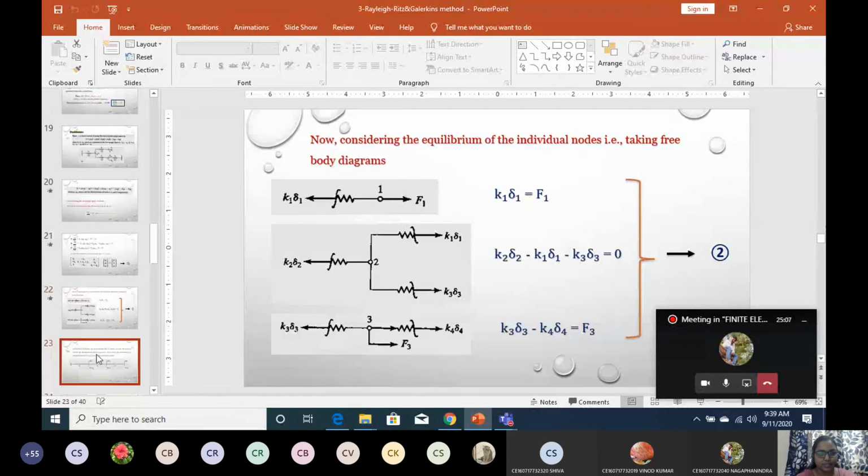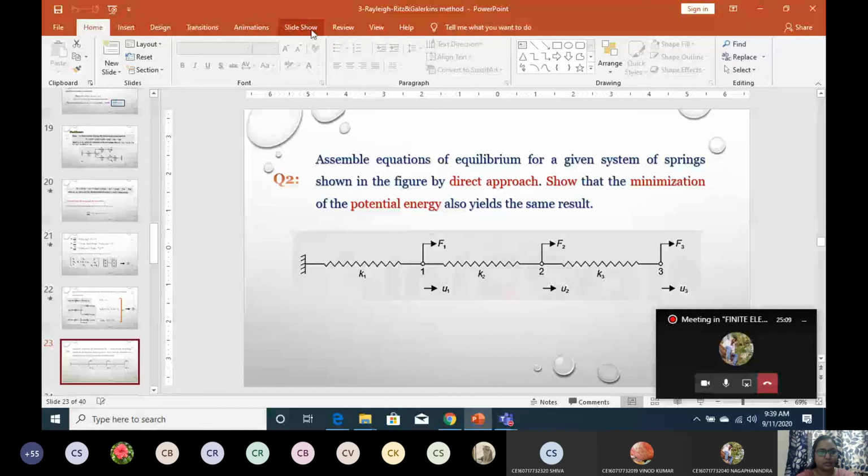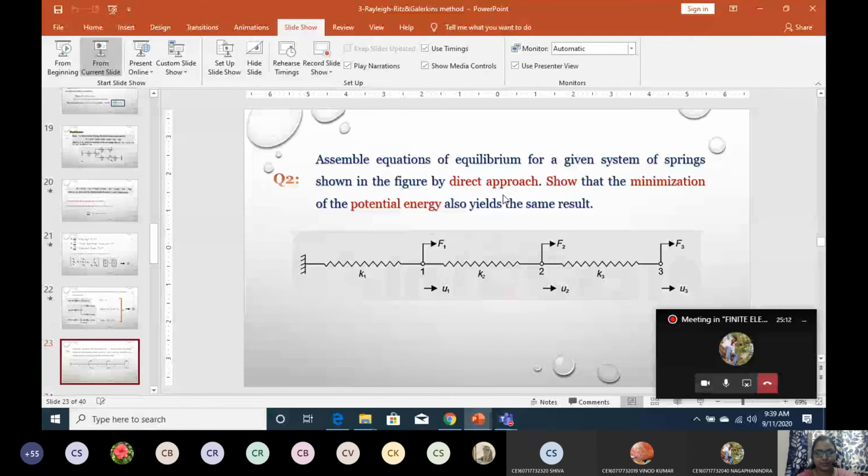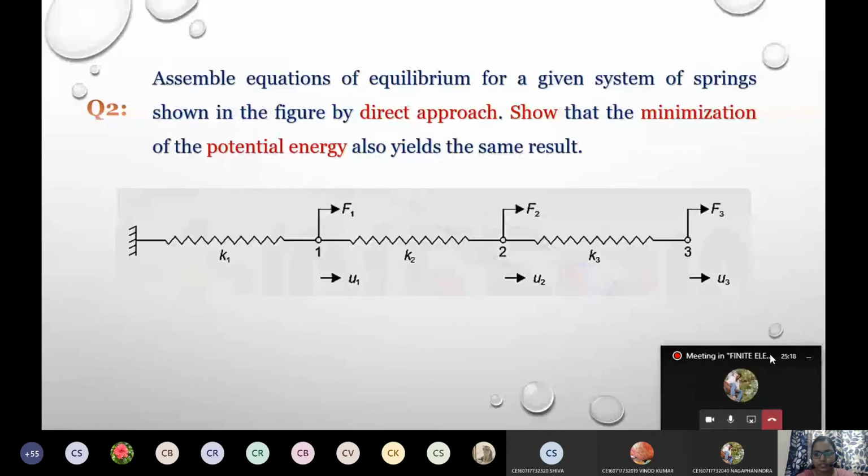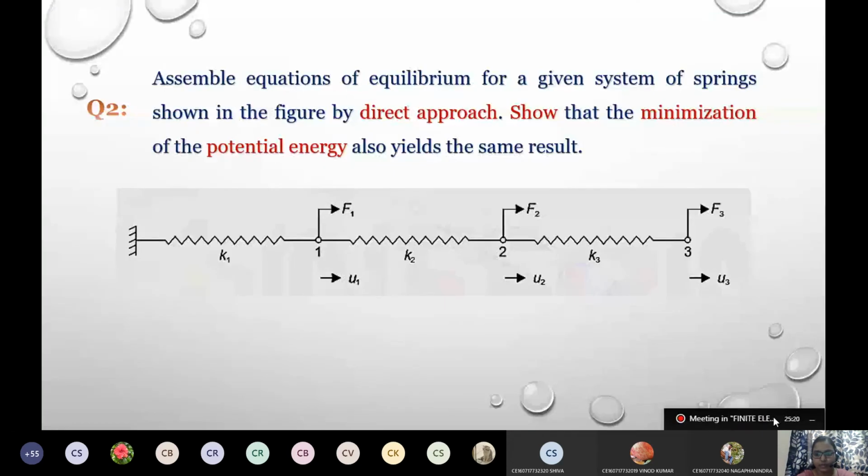So we'll go for the next problem. So yeah, slideshow. Right. Are you able to see the screen? You have a question, please note it down as fast as possible.